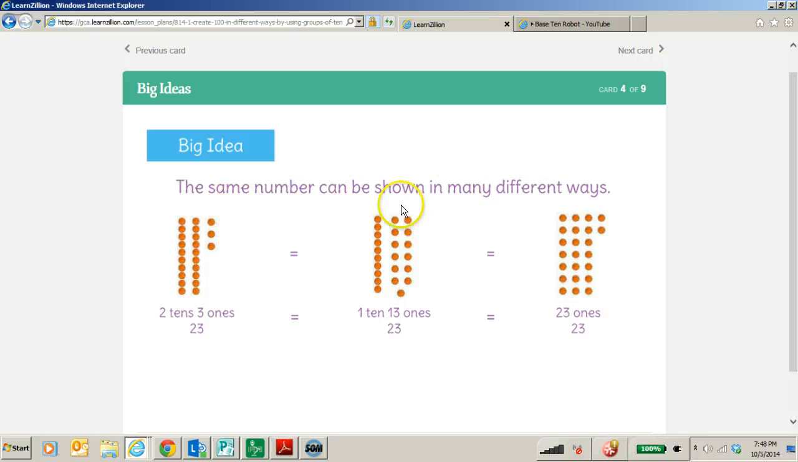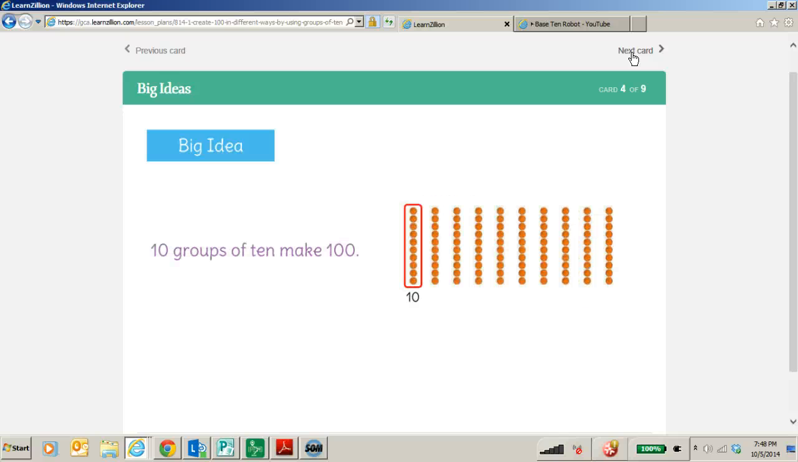The same number can be shown in many different ways, and this is going to be important as you move into really adding and subtracting with larger numbers. 23 can be 2 10s and 3 1s. It can be 1 10 and 13 1s and still be 23, or it can be 23 1s. All of these show the same amount. It's also important to remember that 10 groups of 10 make 100. And as you progress through second grade, you'll realize that 10 groups of 100 make 1,000. Then 10 groups of 1,000 make 10,000.